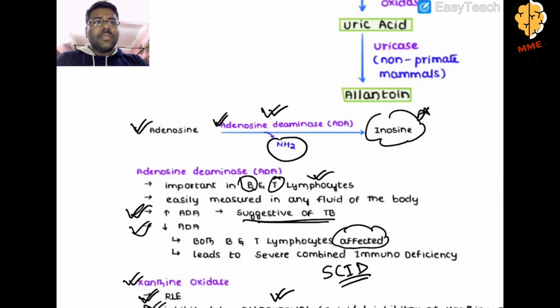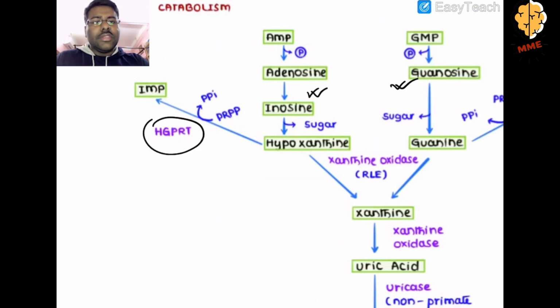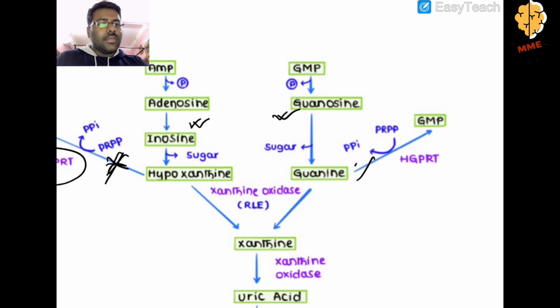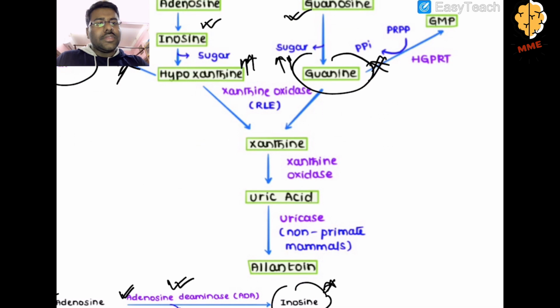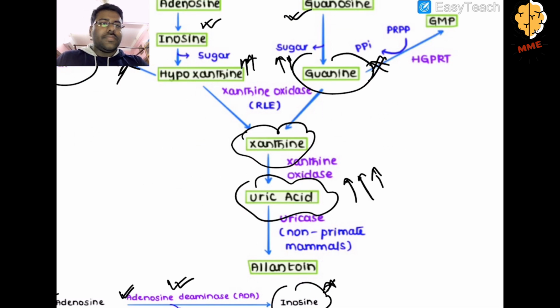If there is no HGPRT enzyme, this salvage pathway does not occur. So the whole amount of nitrogen bases keeps increasing, and all of it goes to form xanthine and then uric acid.